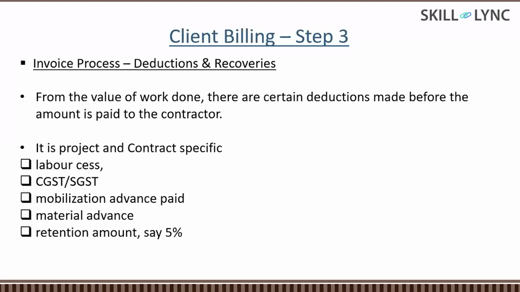Let's say that you have completed the work of 100 rupees, but out of those 100 rupees, 15 rupees will either be deducted or go into recovery. All right. So after the 15 rupees, the net amount will be 85 rupees. So that 85 rupees check amount will be given by the client to the contractor company.